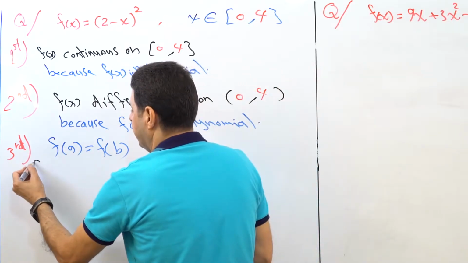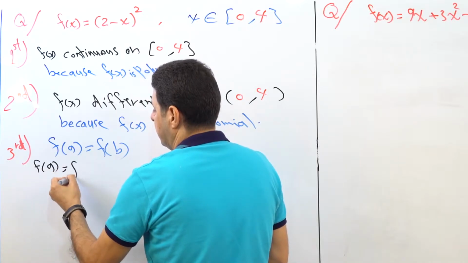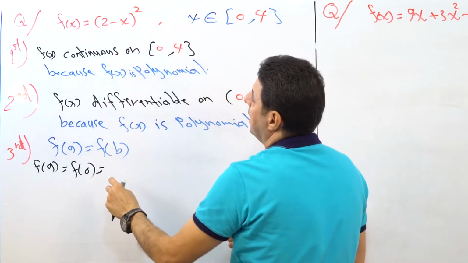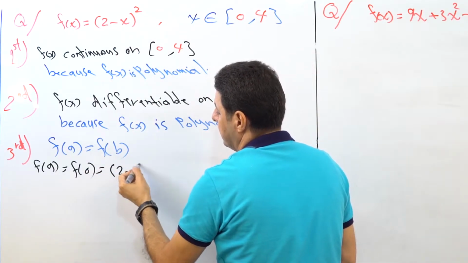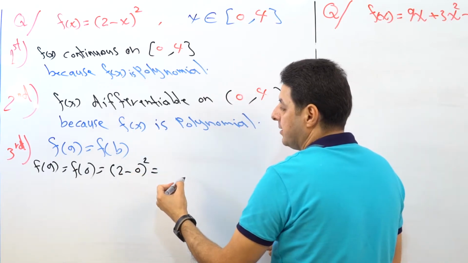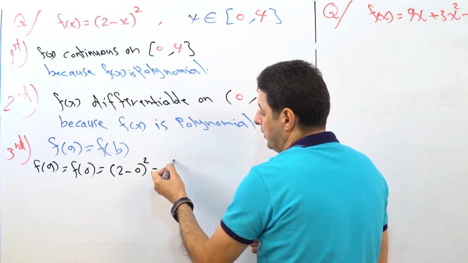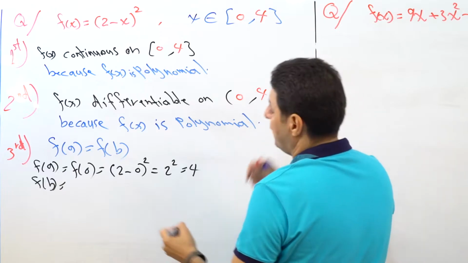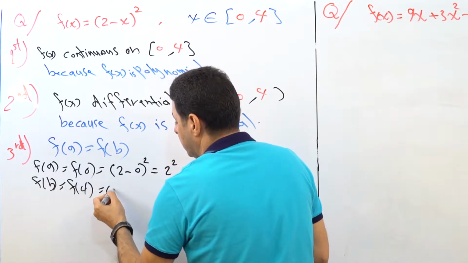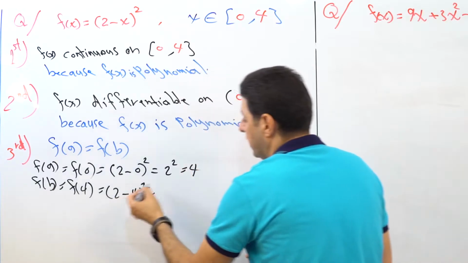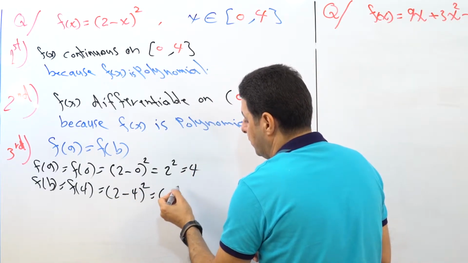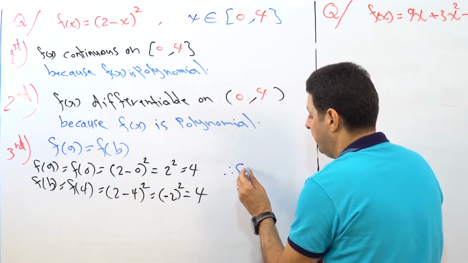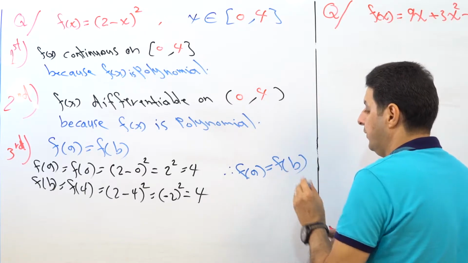Now f of A, it's f of 0. Substituting any x by 0: (2 minus 0) all squared, 2 squared equals 4. f of B is f of 4: (2 minus 4) all squared, negative 2 squared, equals 4. Then f of A equals f of B.